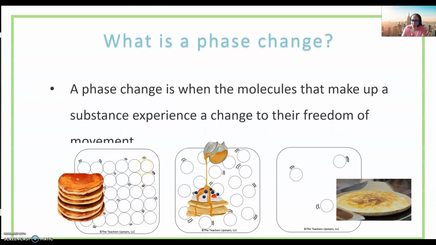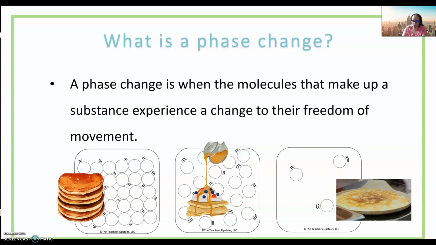Okay, so what is a phase change? A phase change is when molecules that make up a substance experience a change to their freedom of movement. So as the molecules start moving more and more, they're more freely moving. They're not being pulled towards each other. It makes it easier for them to move. So as they move faster, they move away from each other and they're not as attracted. So they can change phase because they have more space between each molecule.